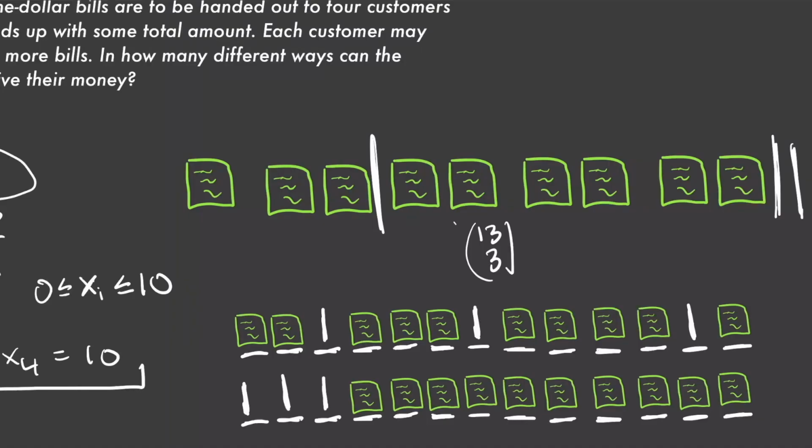So this is going to be our final answer, 13 choose 3. It's going to equal 286. So there are 286 ways to distribute $10 bills to 4 people.